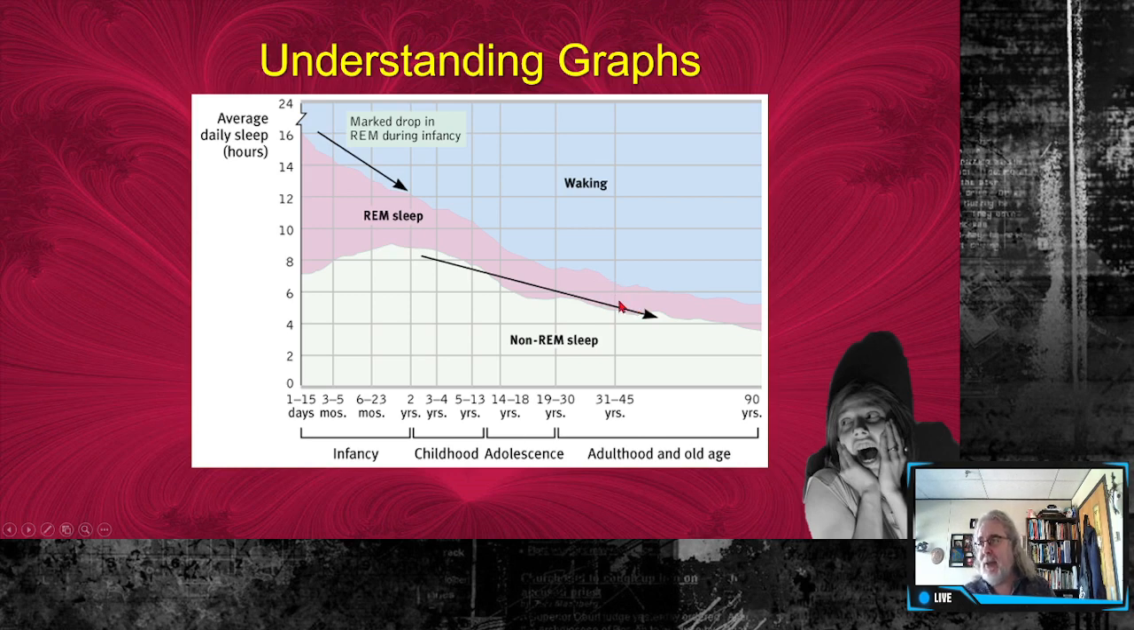Now if we think about, could we do some comparison, what we also notice is if we look at the overall amount of sleep, we see that the overall amount of sleep decreases as we age. And we also see that the amount of REM sleep decreases over the lifespan. That when you're an infant, you have a lot of REM sleep. But as you go through childhood and then through adulthood, it decreases. The same is true with non-REM sleep.